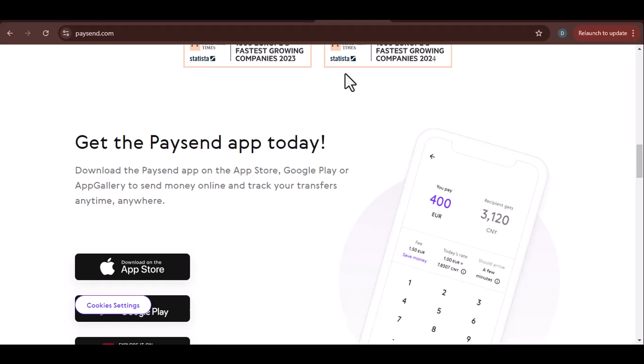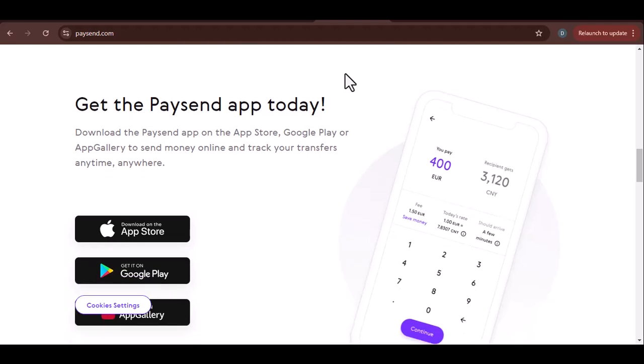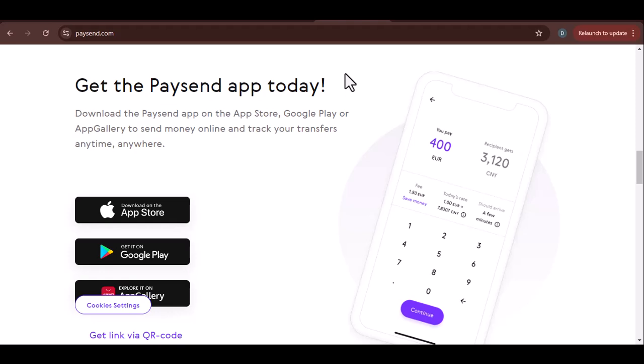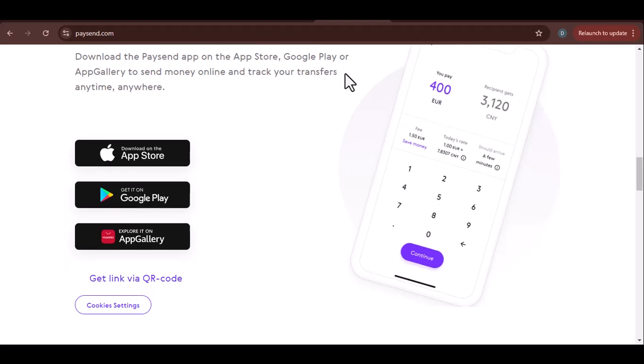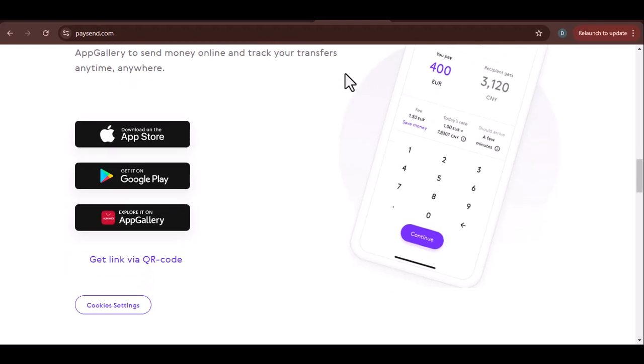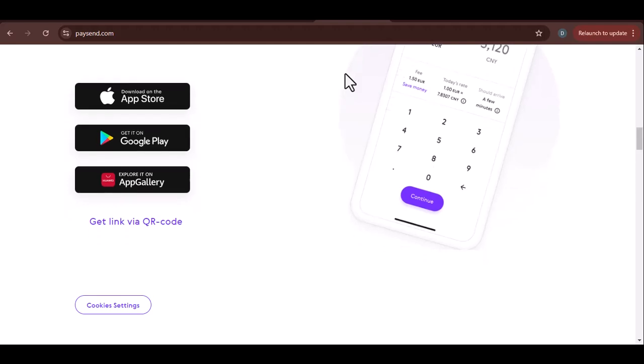Double-check details. Emphasize the importance of verifying recipient information before sending funds. Use secure connections. Advise viewers to always use secure internet connections when accessing their Paysend account. Monitor account activity. Encourage regular monitoring of account activity to detect any unusual transactions.